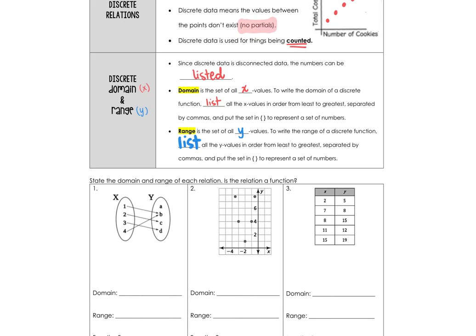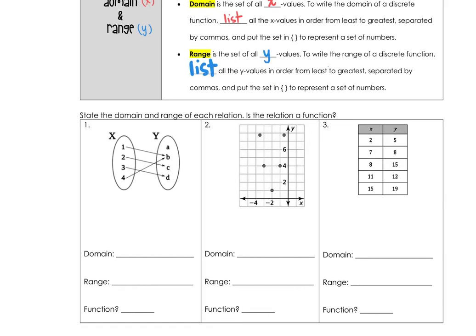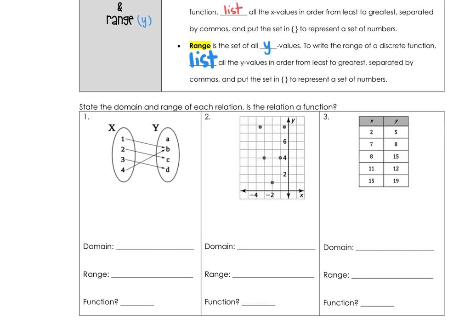So here we go. We're going to look at 5 different examples. We're going to state the domain and range, and then we're going to determine if it's a function or not. So I'm going to pull back in a little bit of 3.1 just so we get more practice with that. All right? Number 1, I have given you a mapping diagram. Remember, the left oval is your x's, the right oval is your y's.